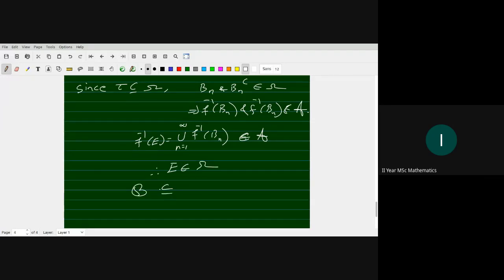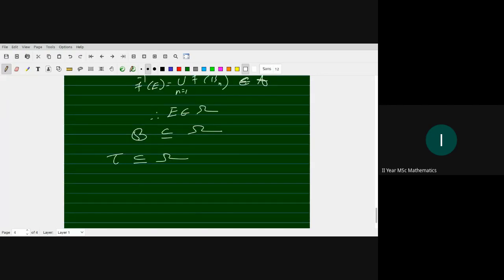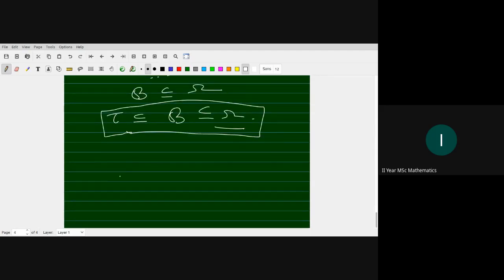B is a subclass of omega. So on the whole, we know this is the smallest sigma algebra containing tau, and this belongs to omega. So we have a sigma algebra in Y which contains all the open sets. From this we take the following.